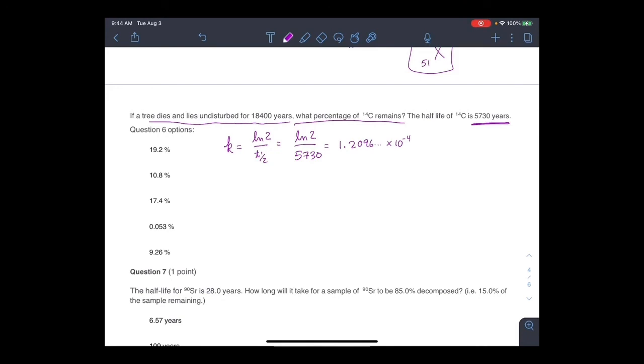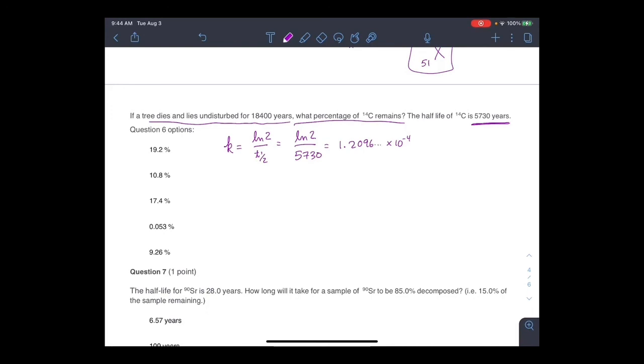And by the way, if you've got another problem with carbon-14, that's still the rate constant as long as it's listing the half-life as 5,730 years. That's of course rounded to 3 significant figures. You might see a table with more significant figures, in which case you could recalculate the K.